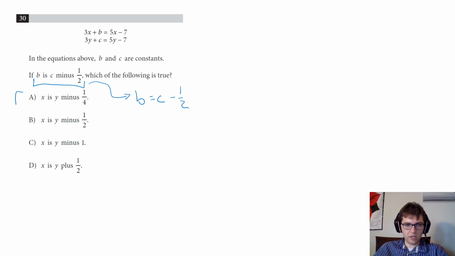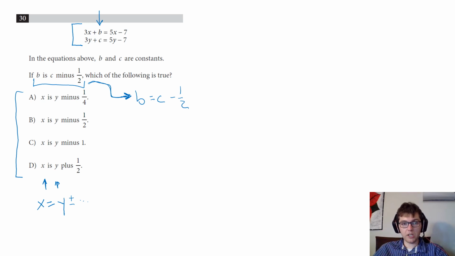Let's also take a minute to look at our answer choices here, and they all have X is. So where you see this X is, it means that what they're looking for in the answer is X is equal to something. In this case, X is Y, and then they have plus or minus some constant, right? Okay, so all that is background. Let's look at the two equations that they give us up here. And we see that they have B and C here, and we know that we have this other equation that we can substitute in. We can substitute in C minus 1/2 for B.